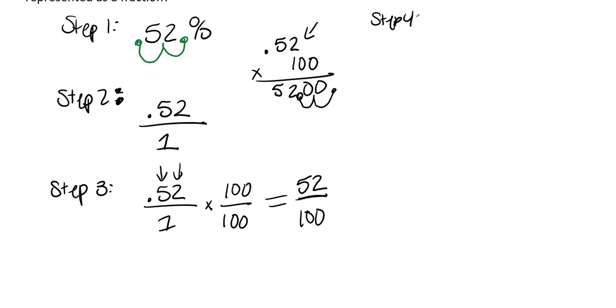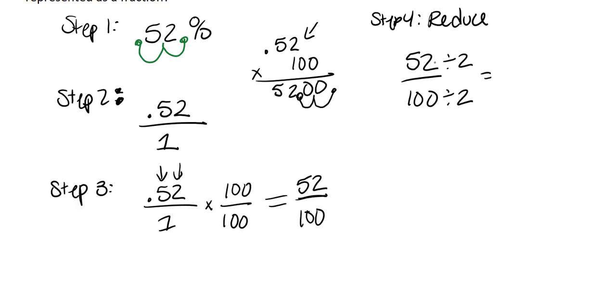So now our final step is to reduce, because we want to reduce to our lowest terms. So we have 52 over 100. So we're almost done. Well, we know they're both even, so let's go ahead and divide it by 2. 52 divided by 2 is 26, because if we were to go 50 divided by 2, say you had 2 quarters, you take 1 quarter away, that's 25, but this is 52. So instead of 25, we have 26. Now 100 divided by 2 is 50.